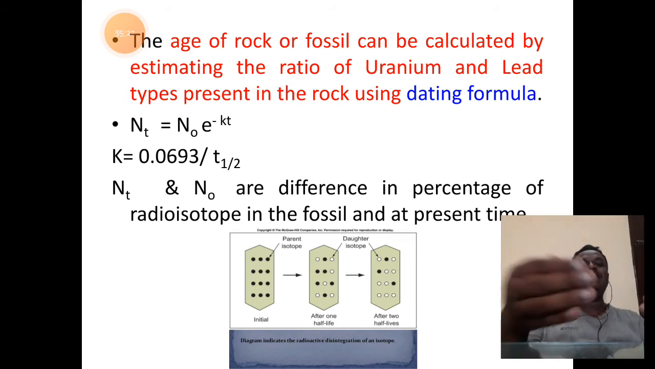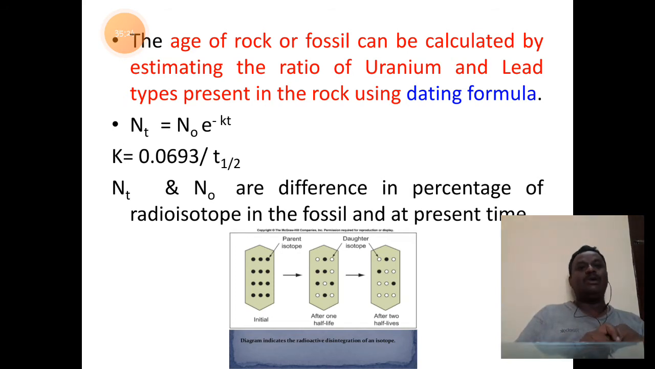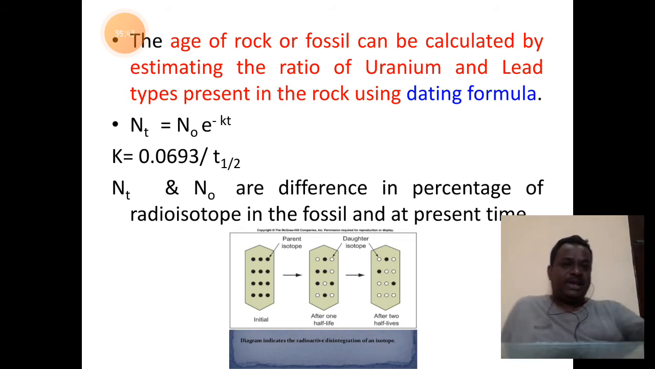So it is estimated using the formula Nt = N0 e^(-Kt), where K = 0.0693 divided by the half-life period, and Nt and N0 refer to the difference between the radioisotope content of the fossil which is determined and that of the newly excavated fossil.